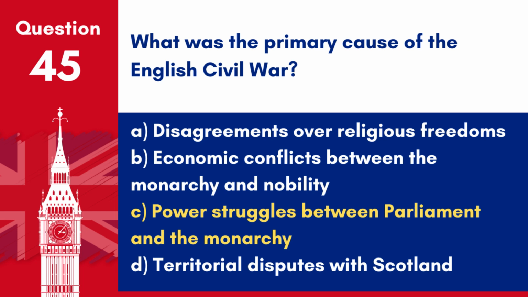Answer: C. Power struggles between Parliament and the monarchy. The primary cause of the English Civil War was the power struggle between Parliament and King Charles I, who asserted royal prerogative over parliamentary authority.